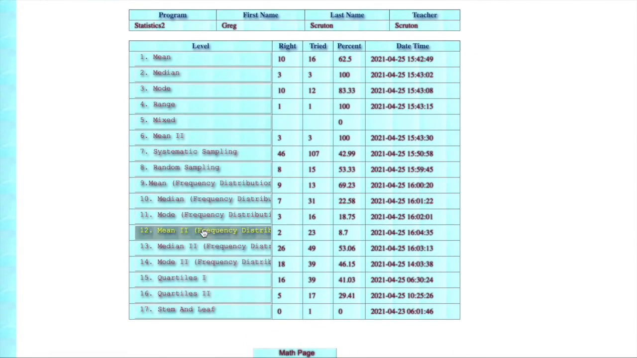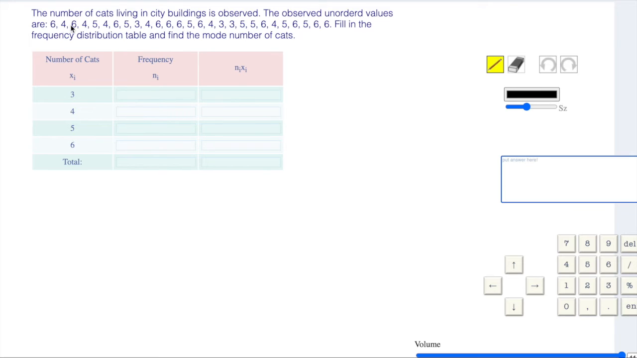Look at mode, level 14. You're given an unordered bunch of values, and then you have to populate the table. If you're looking at fours again, I've got 6 fours, and that makes 24. We're talking about cats living in buildings. We have 6 buildings with 4 cats in them, so that makes 24 cats in those buildings. Because we're doing the mode, we just look for the highest frequency. Whichever number is the highest frequency, that number of cats is your mode.